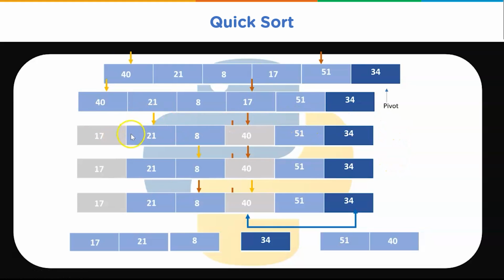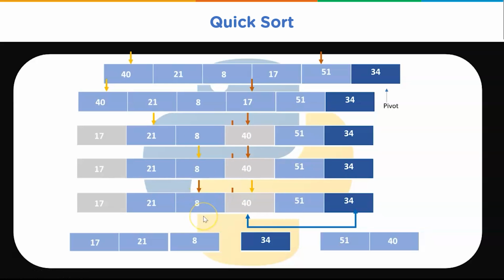What will happen now? I moves to 21, J is at 40. Now 21 is less than 34, so I will continue further. It will come to 8. Okay, 8 is also less than 34. I has now moved to 40. Now 40 is not less than 34, so I will stop over here. Now J, what happened with J? J is greater than 34, so it will move further. Now J has reached 8 and I has reached 40.